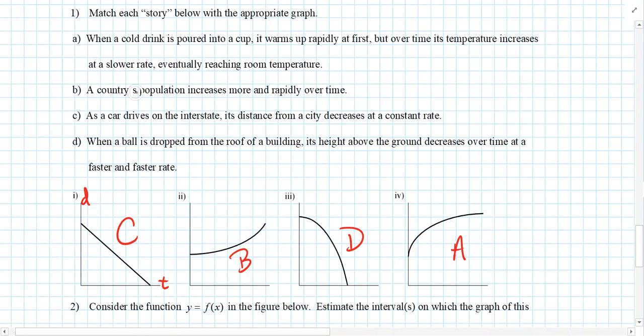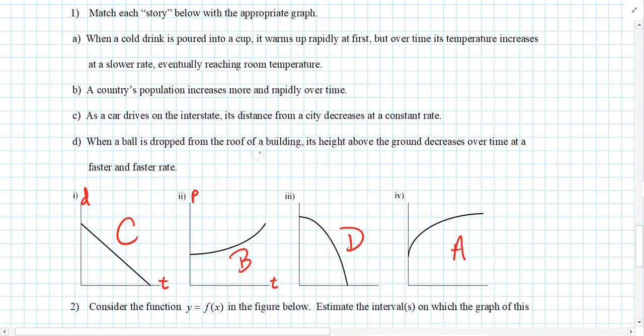For part B, a country's population that increases more rapidly over time. A population over time might increase slowly at first, but as more and more people move to this country, the population may increase more rapidly. And we'll notice how it gets a little bit steeper from left to right.